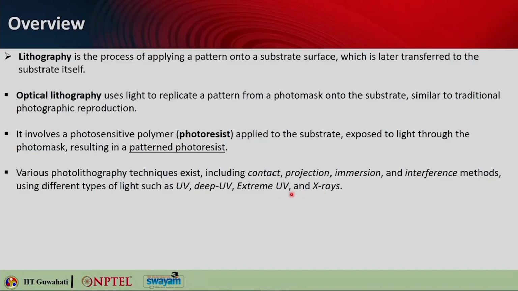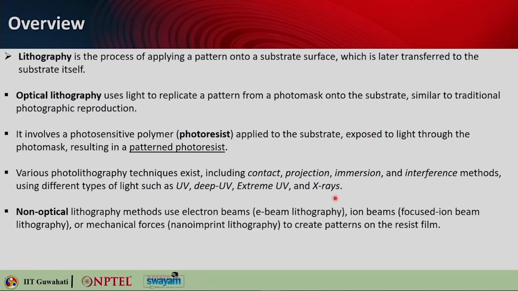and we will tell you about positive and negative photoresists. There are different types of photolithography, which are called contact, projection, immersion, and interference methods, and they also use different types of light, as you can see: UV, deep UV, extreme UV, X-rays and so on. So there are applications for each of these. What varies here is basically the wavelength, so you can understand the feature size that you are trying to develop will also shrink as you go from UV towards X-rays.